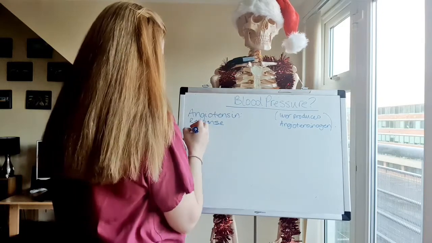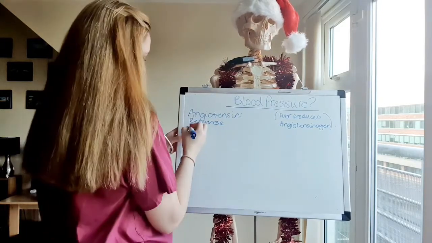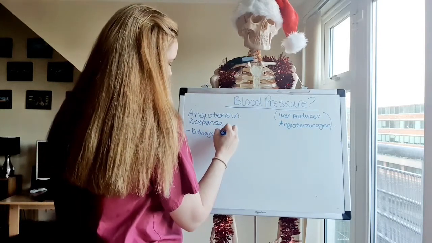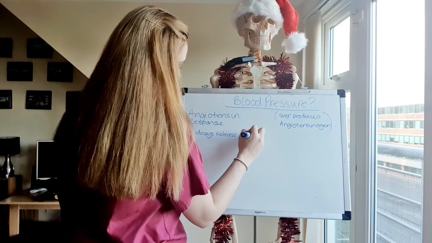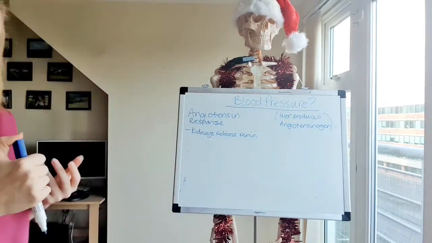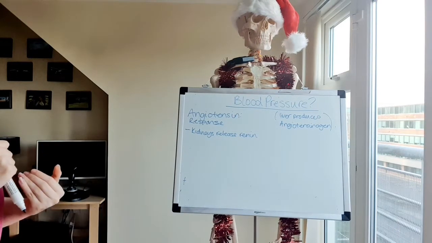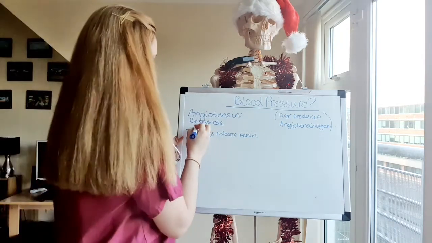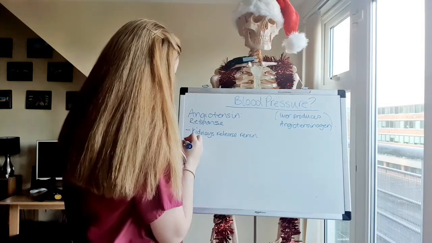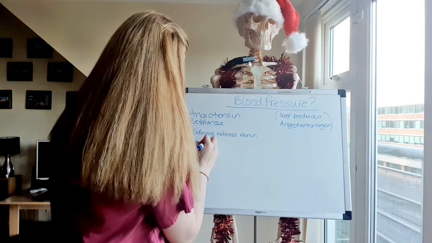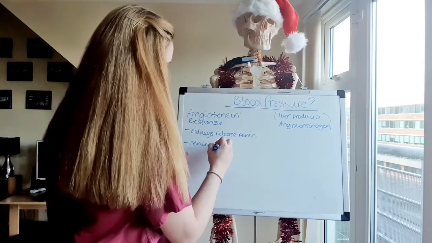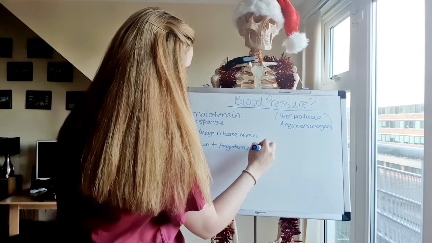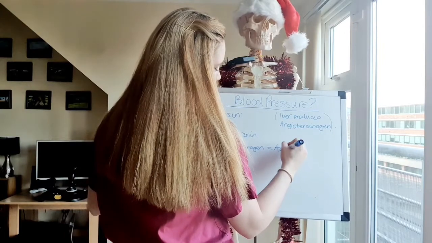The next thing that happens is this decrease is picked up by the kidneys, and the kidneys release renin. Okay, so we've got low blood pressure, kidneys release renin, which essentially is a protein. So kidneys release that, and then the renin acts with the angiotensinogen, and it gives us angiotensin 1.